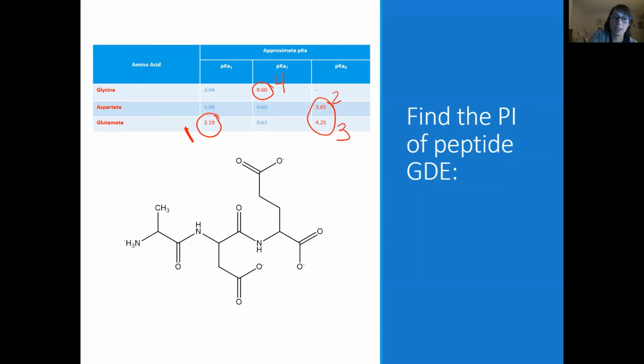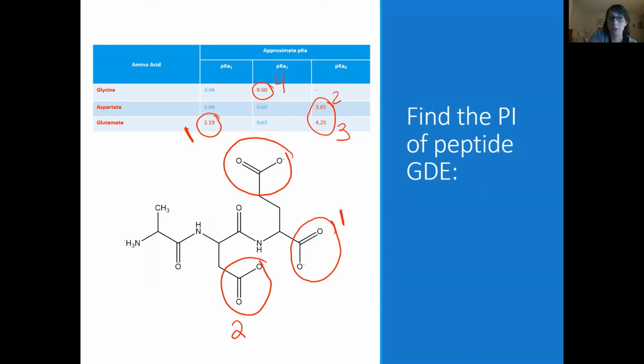The first one is the carboxylic acid end of our amino acid peptide. The second one is the R group of our aspartate or aspartic acid. That's this group. The third one is the R group of our glutamate or glutamic acid. That's this one. And then the last one is the amino group of our glycine, the amino terminal.